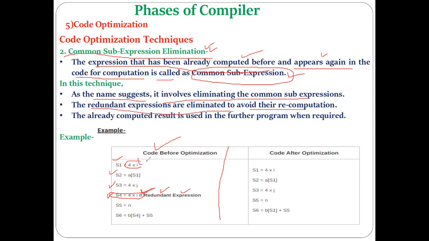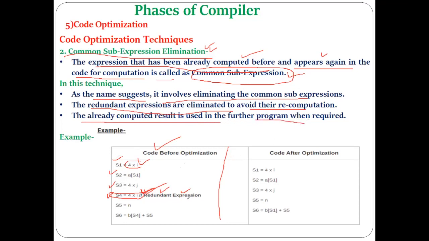This is already being computed. Why is there a need to do the computation again? Doing the computation again does not make any sense. It will only consume space and time. Understood? So removing such a thing from your code is called common subexpression elimination as a code optimization technique. The already computed result is used in the further program whenever required.